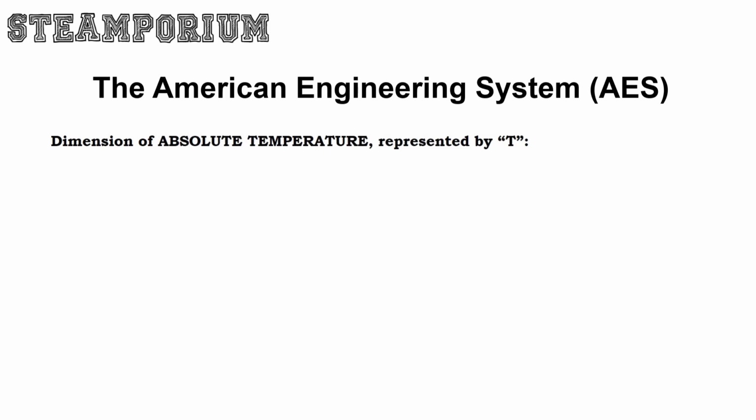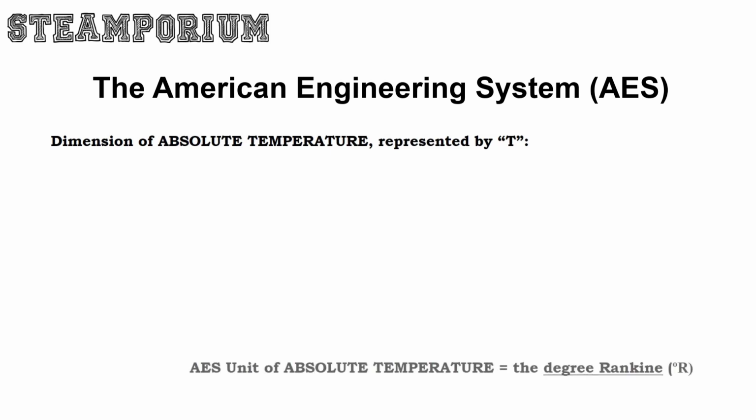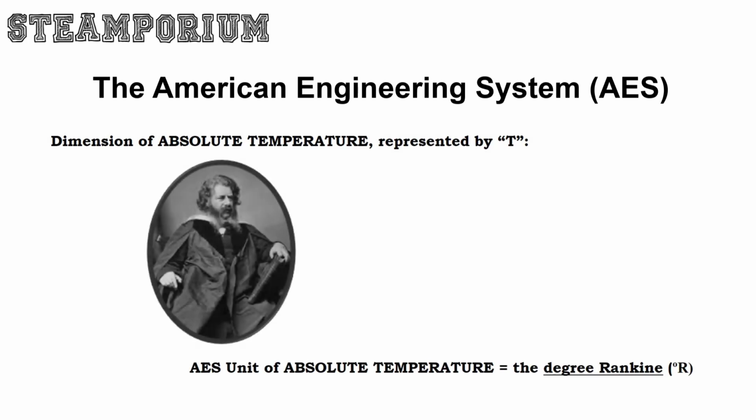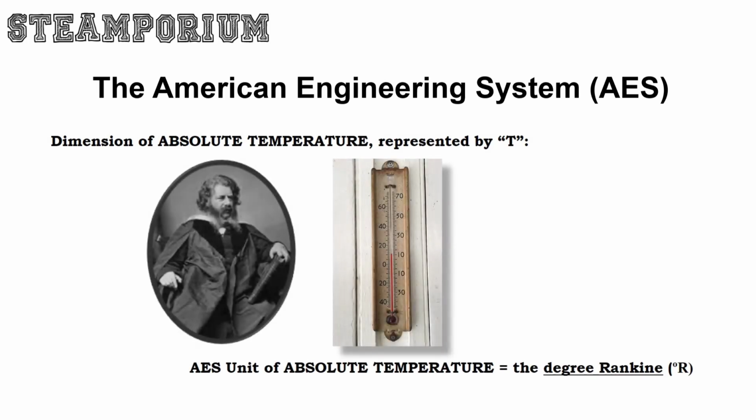The dimension of absolute temperature is in units of degrees Rankine, named after the Scottish engineer William Rankine, and it's based on the Fahrenheit scale. In fact, to convert from Fahrenheit to Rankine, simply add 459.67 to the Fahrenheit value.